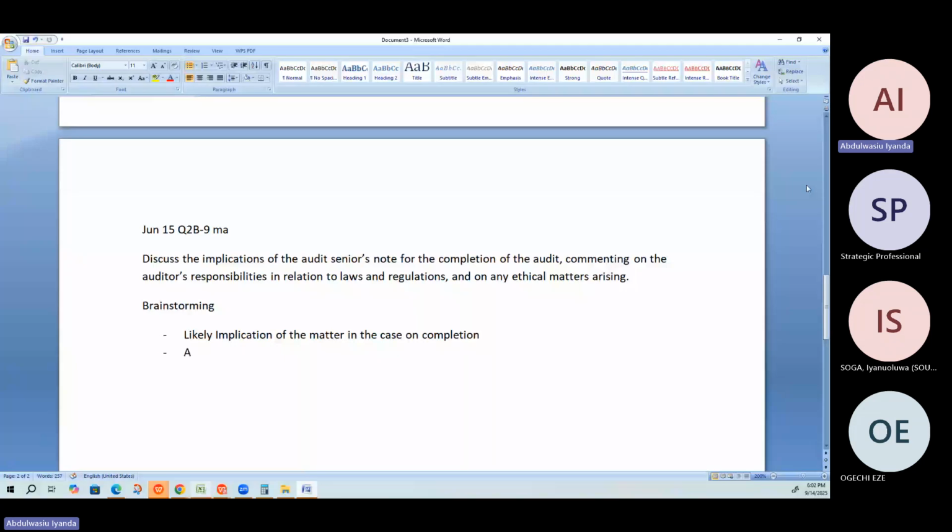The second one is still like 3 in 1. The next one is the auditor's responsibility. What do you think is the auditor's responsibility? And the last one is also asking for ethical matters, if any, in the case.